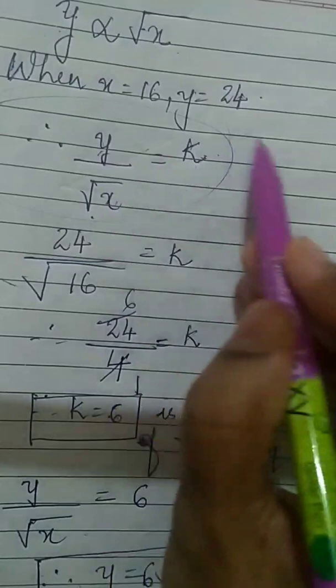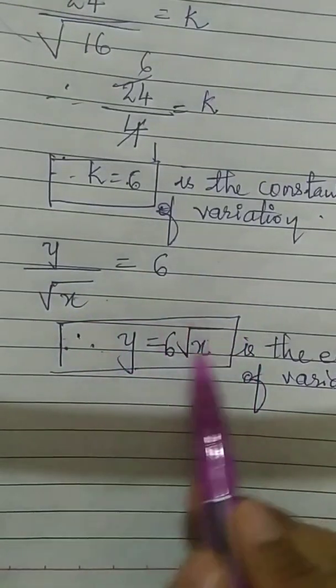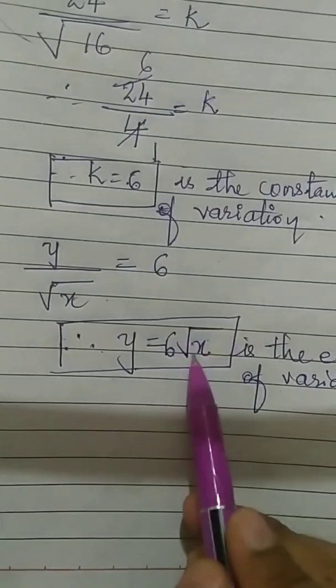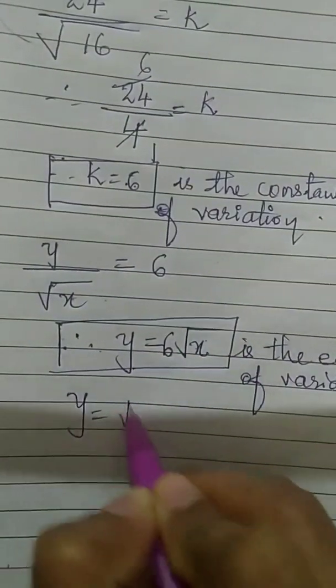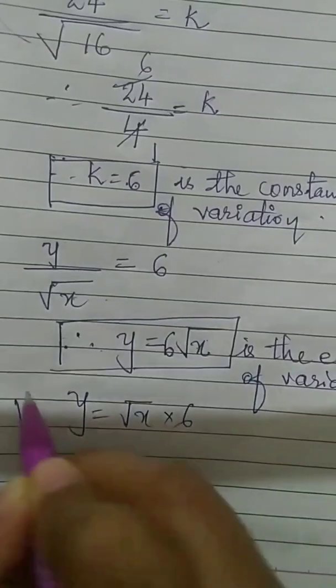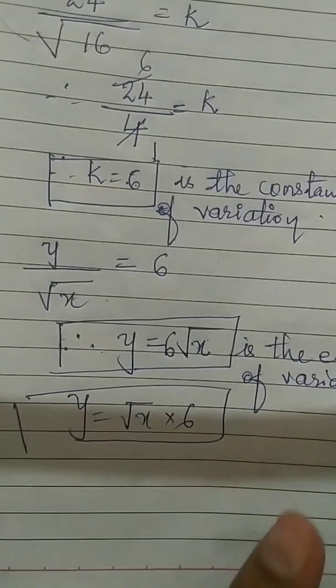Take one variable to the opposite side. I took root of x to the opposite side. So I got y is equal to 6 square root of x. Or you can also write it as y is equal to square root of x into 6. Anyway, both are correct. Okay, my dear children, I hope you understood.